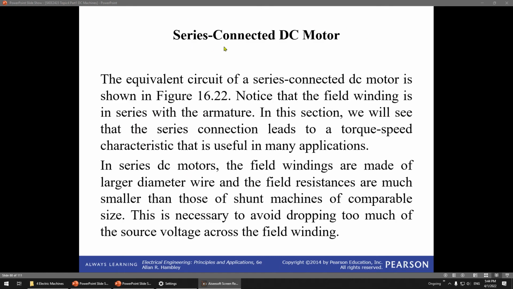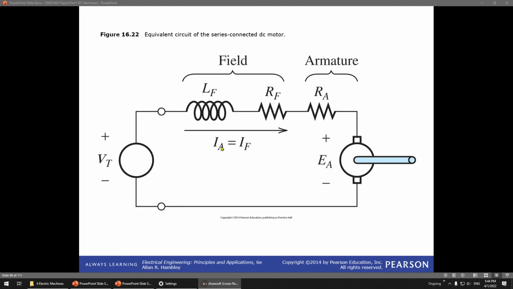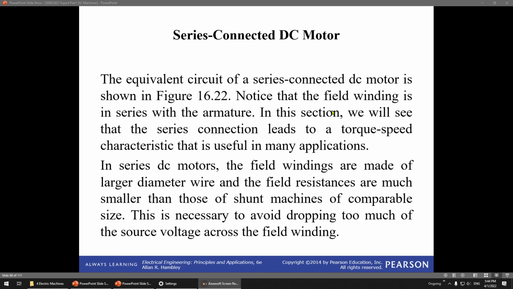How about a series connected DC motor? So you have the third connection type, the series connected DC motor. If you want to see, it is just in series. The field winding and the armature winding are in series. So you can see here, this is the field winding. Your winding here, you just connect in series with the armature, so it will become a series connected DC motor. Notice that the field winding is in series with the armature. In this section, we will see that the series connection leads to a torque speed characteristic that is useful in many applications.